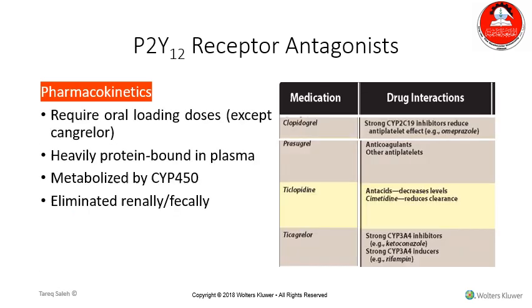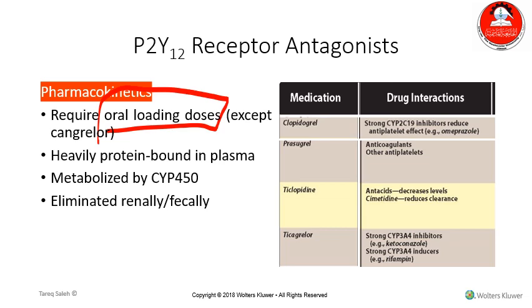These agents, of course, have slightly different pharmacokinetics. All agents are given orally except cangrelor. Definitely they require oral loading doses. The drugs that are given orally are heavily protein bound. They undergo hepatic metabolism by the CYP450 enzyme, and they are eliminated mainly in the kidney. And they have a wide range of drug-drug interactions.